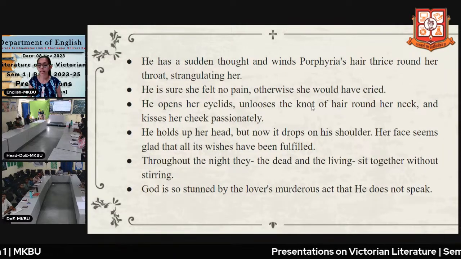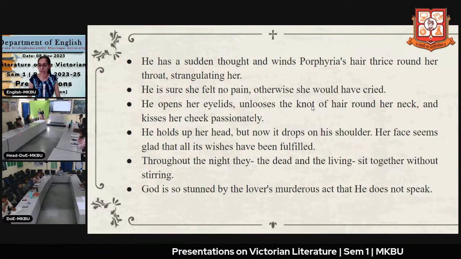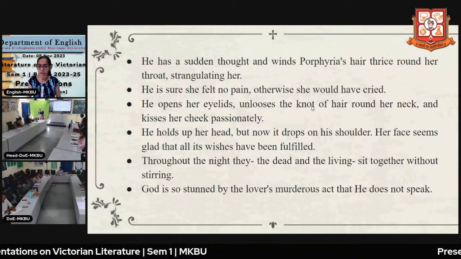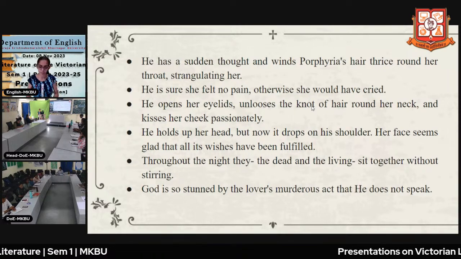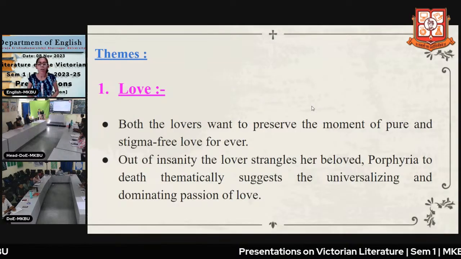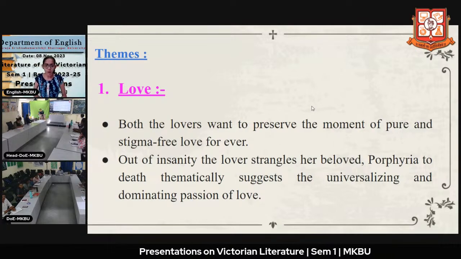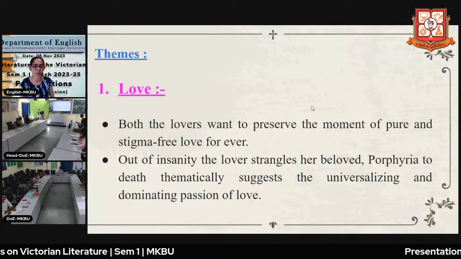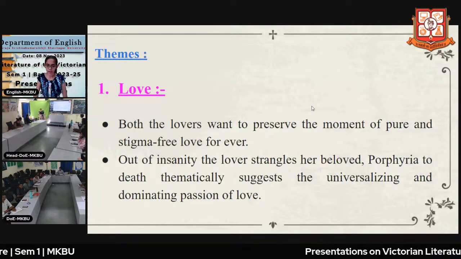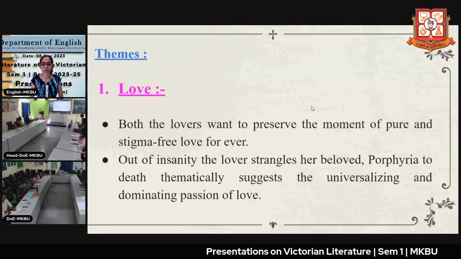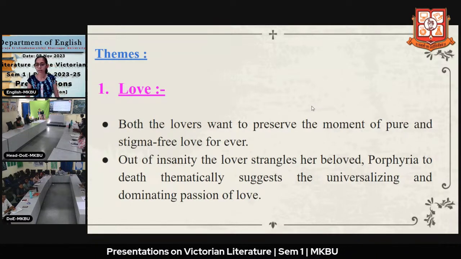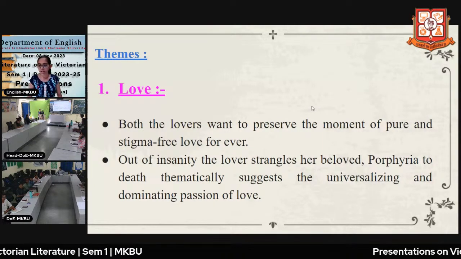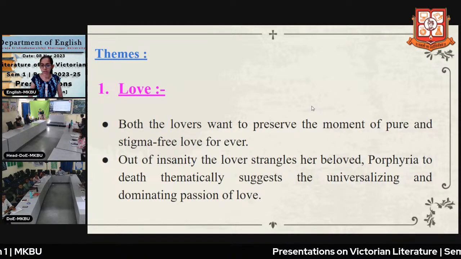Throughout the night, the dead and the living sit together without stirring. God is so stunned by the lover's murderous act that he does not speak. The poem's theme: first, love. Both the lovers want to preserve the moment of pure and stigma-free love forever. Out of love, the lover strangles her beloved to death, which thematically suggests the universalizing and dominating passion of love.